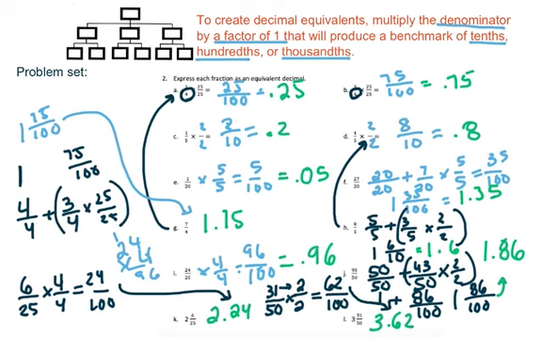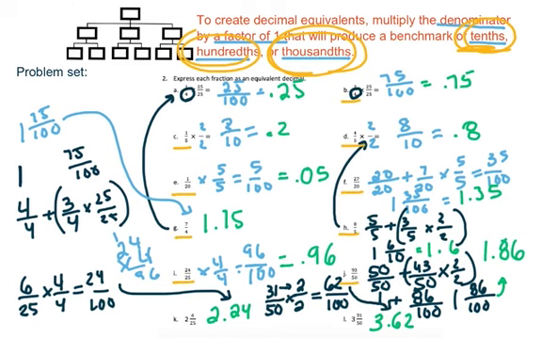Good luck, my friends. Remember, to create equivalence, we multiply to produce a benchmark of tenths, hundredths, or thousandths. So we look at our denominator and we multiply by a factor to get us to tenths, hundredths, or thousandths.